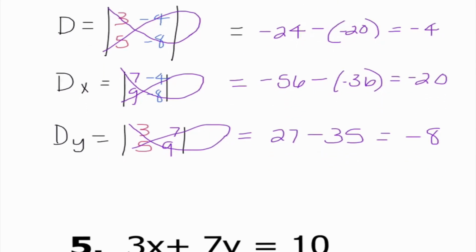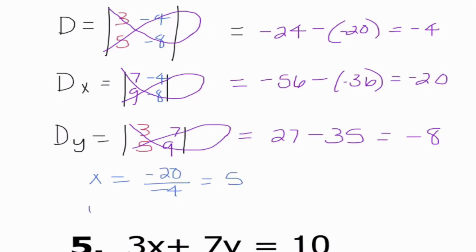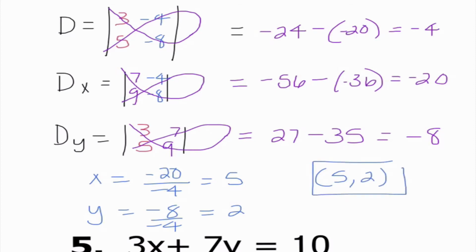So now I need to go ahead and figure out what our answers are. To find x, I'm doing d sub x divided by d. So I have negative 20 divided by negative 4, which is 5. My y value is d sub y divided by d, which would be negative 8 divided by negative 4, which is 2. So that's telling me that 5, 2 is my solution here.